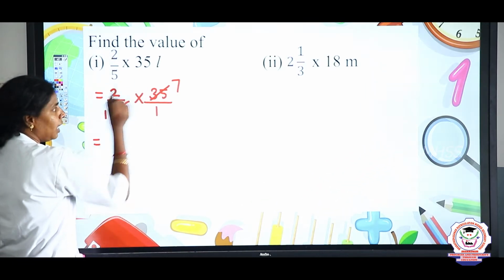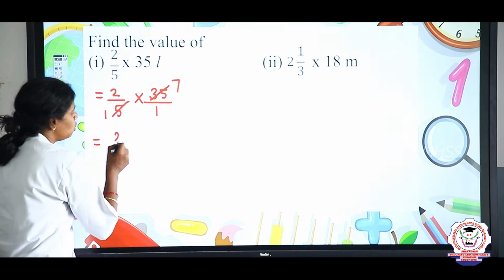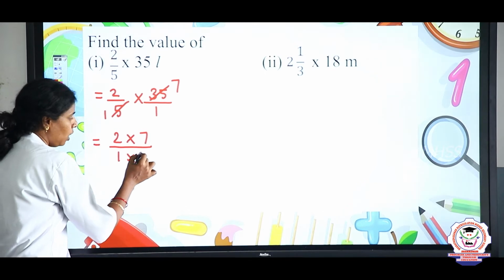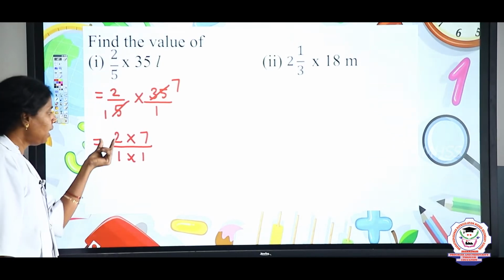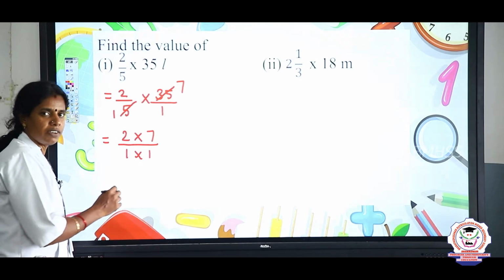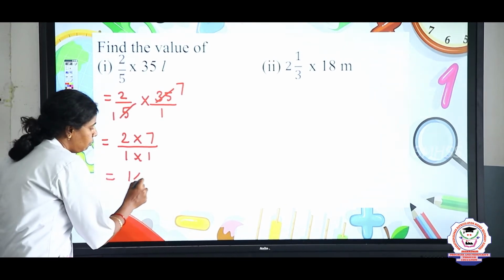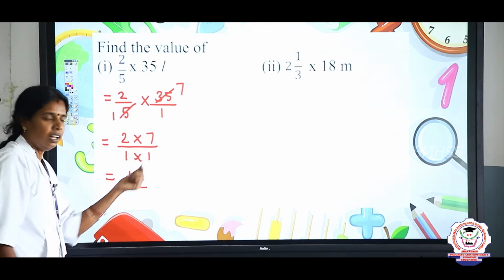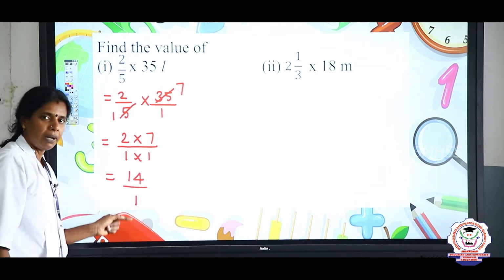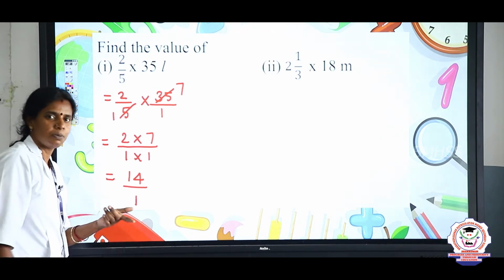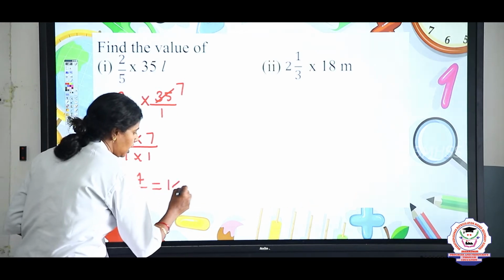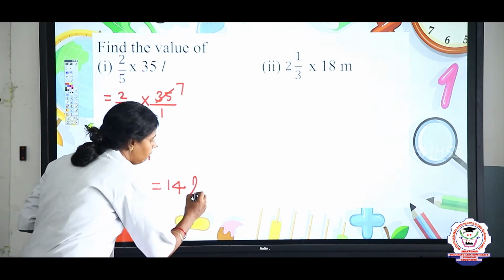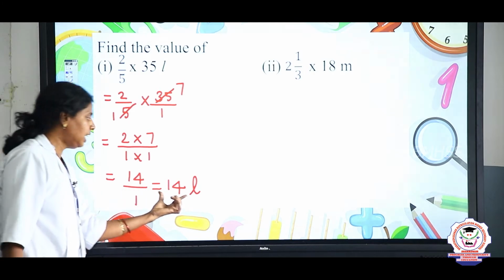then it will be easy for us to calculate the answer: numerator into numerator. So, 2 into 7 by 1 into 1 in the denominator. Multiply this: 2 sevens are 14, by 1 into 1, 1 ones are 1. So, 14 by 1. How can we express 14 by 1? We can write it like 14. The question is given in liter. So, 2 by 5 of 35 liter is 14 liter, children.